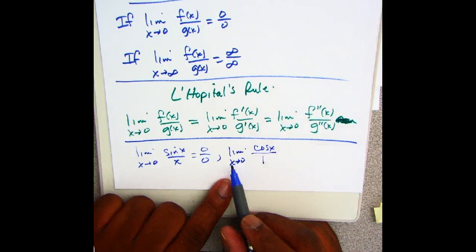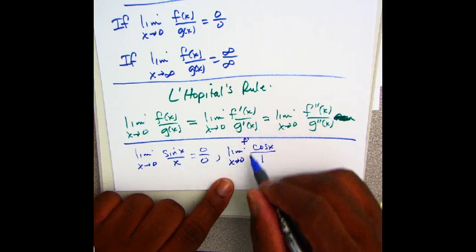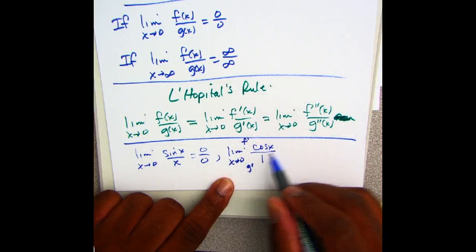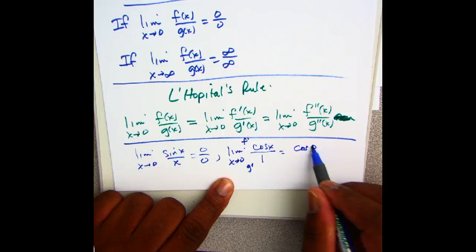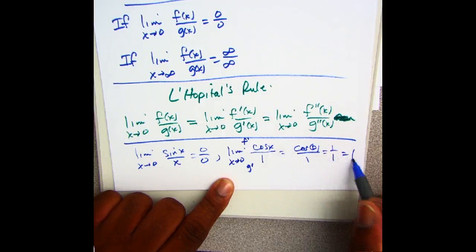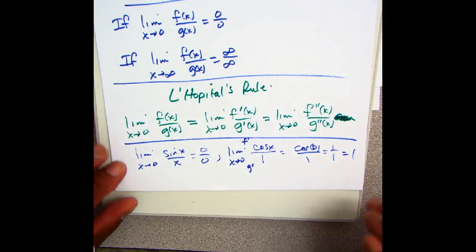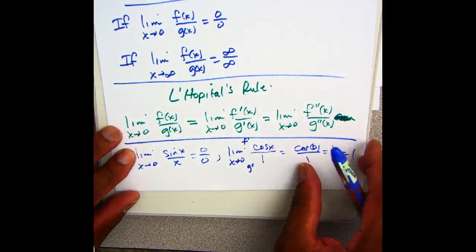So now we have the limit as x goes to 0 of, so here we have f prime over g prime. Now when we plug in a 0, we get cosine of 0 over 1, which is 1 over 1, which is 1. Which is what we knew way back in August when we took a look at the graph. So L'Hopital's rule actually allows us to do this. Okay, let's take a look at another example.